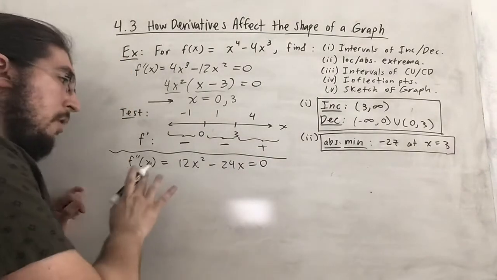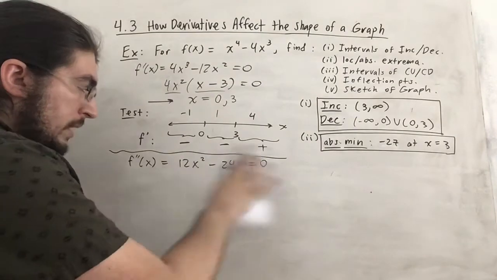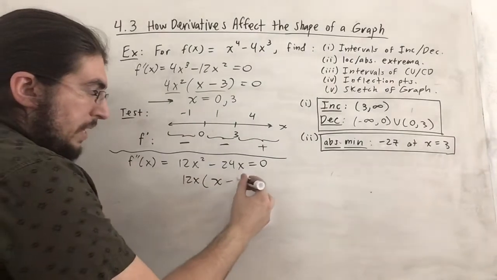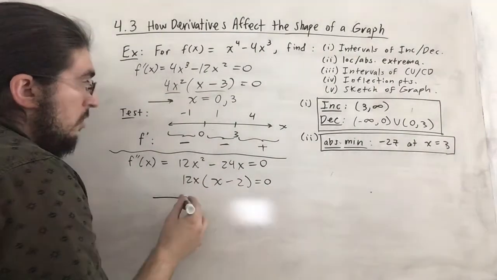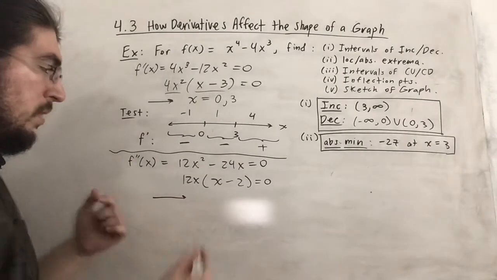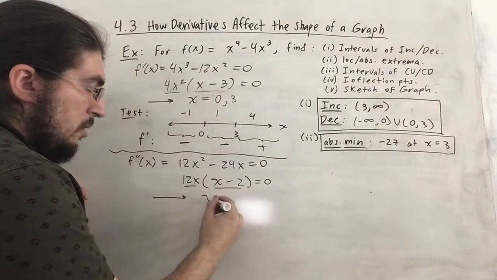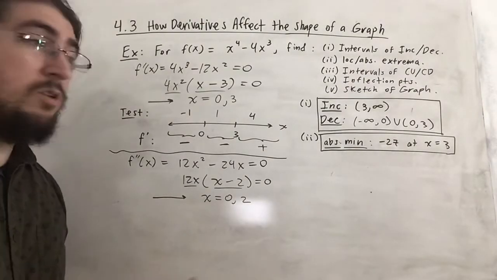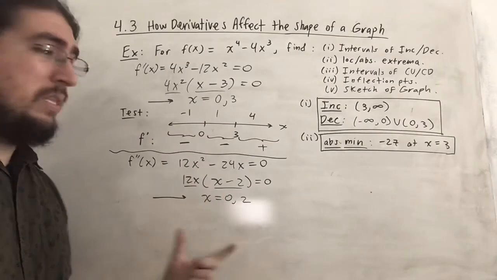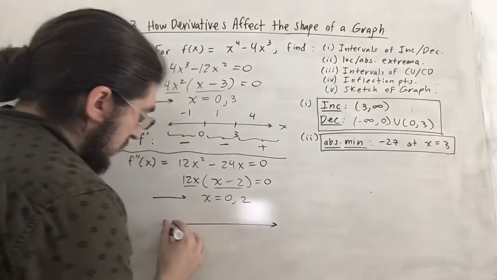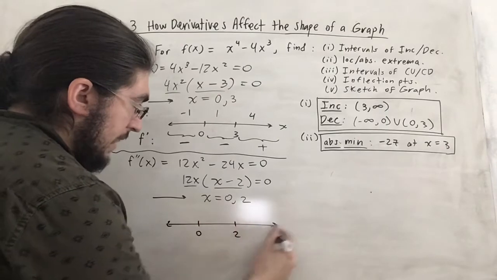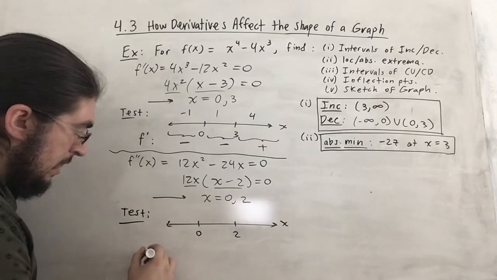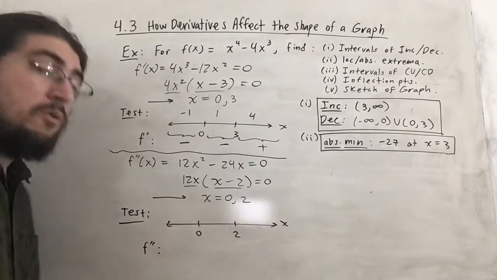Okay, good. So I'm going to solve this by factoring out 12x in this case. When you factor out 12x, you have x minus 2 on the inside. By the zero product property, either this is 0 or this is 0, meaning x is either 0 or positive 2. Now we're going to do the same exact thing we did with the first derivative, but now with the second derivative. We're going to plot these points, 0 and 2, on the x-axis. We are going to test numbers around them, and see if the second derivative is either positive or negative in that region.